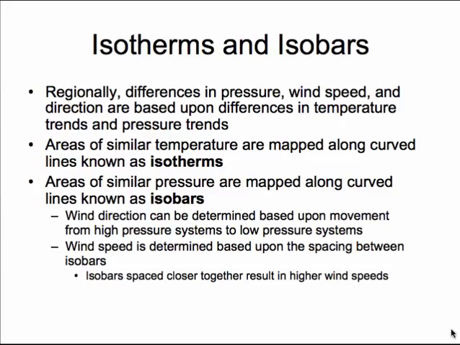Wind direction can be determined based upon the movement from high pressure systems to low pressure systems. Wind speed is determined based upon the spacing between the isobars. Isobars spaced closer together result in a higher wind speed.